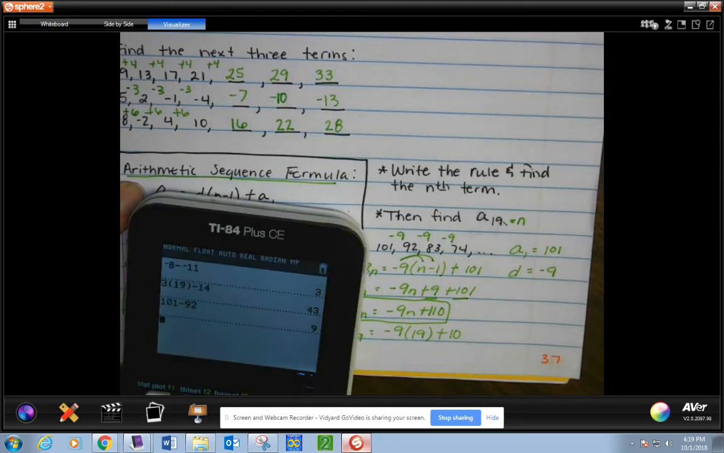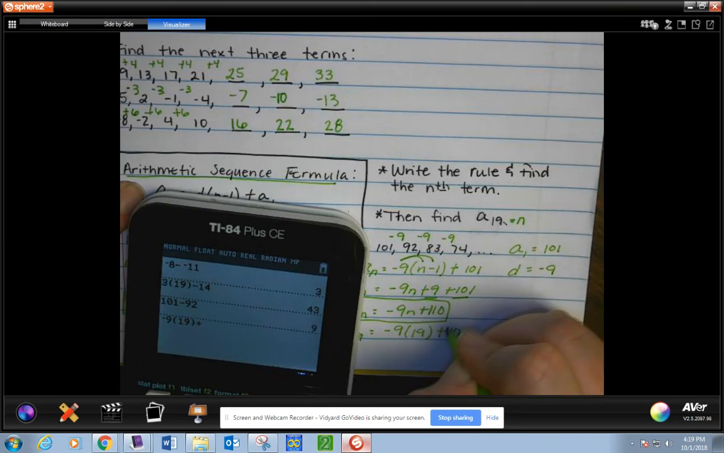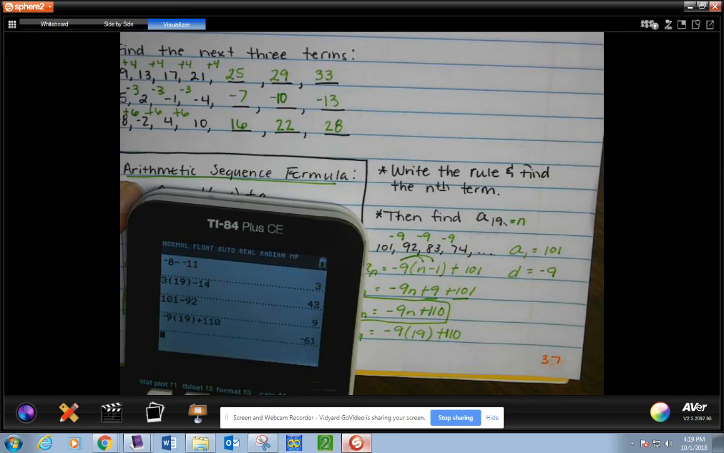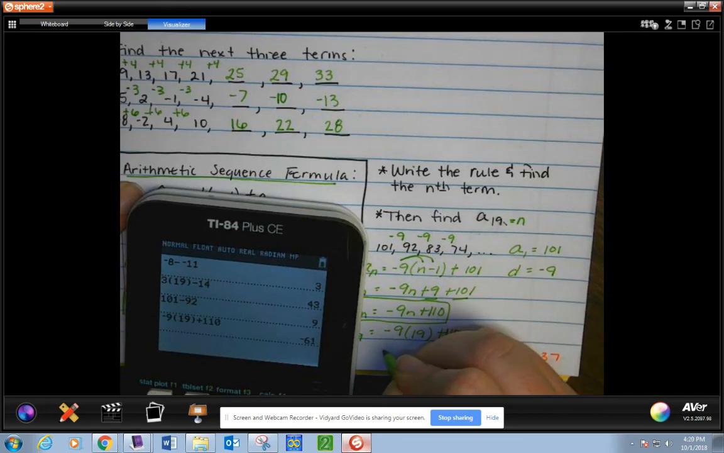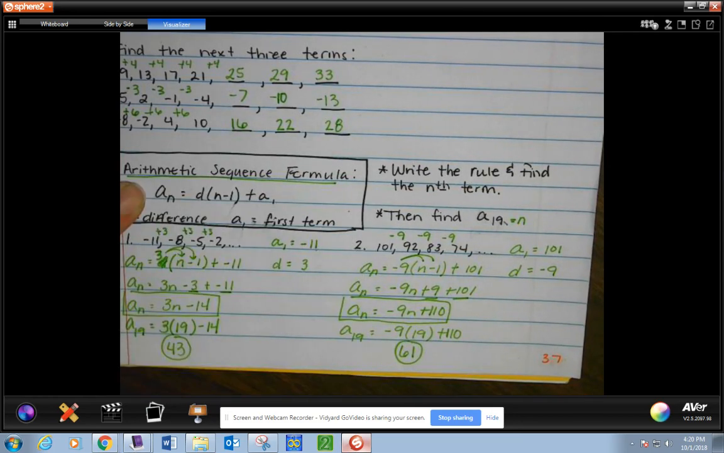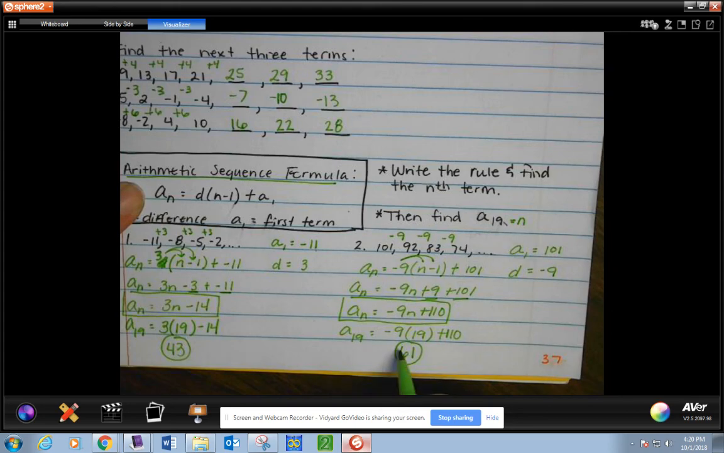I'm going to grab my calculator. I don't want to do that in my head. We're going to do negative 9 times 19. That's a plus 110, so plus 110. Write your answer in, and you should get 61. And I'm going to circle that because that is my second answer. It's a negative 61. I missed that. So negative 61. Okay, if you have any questions, please let us know.